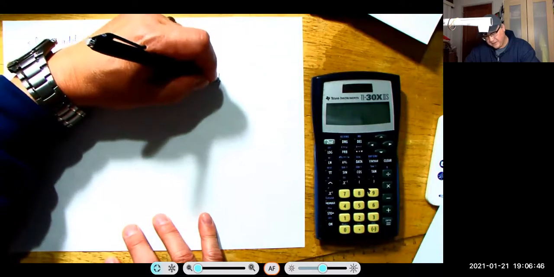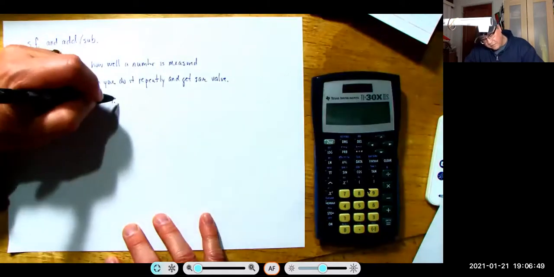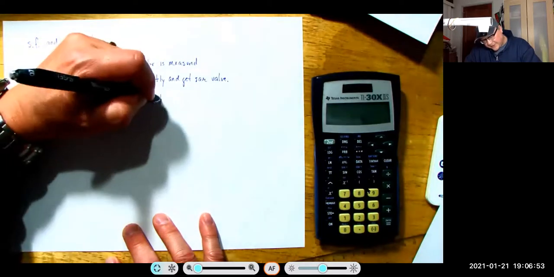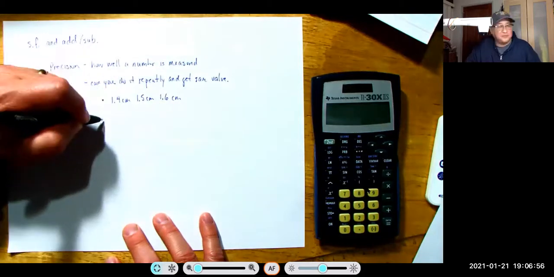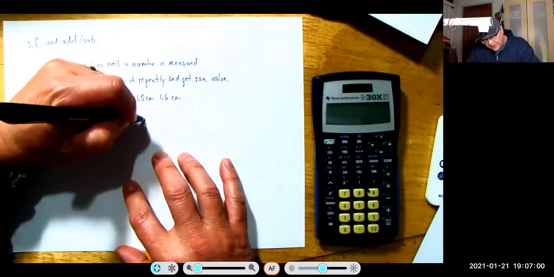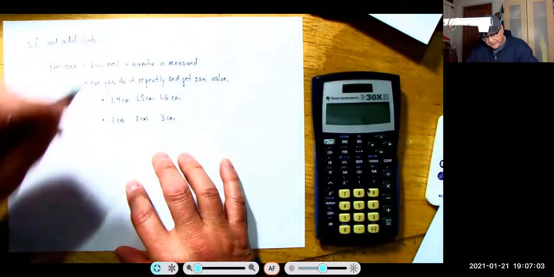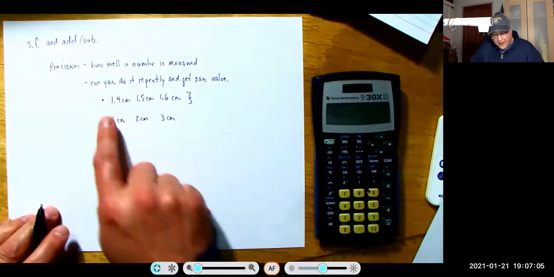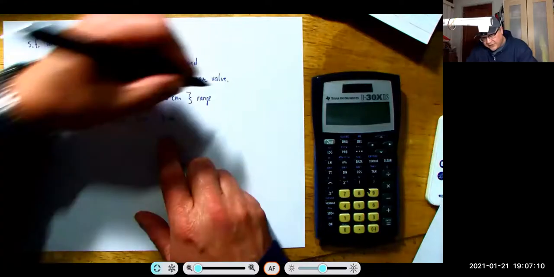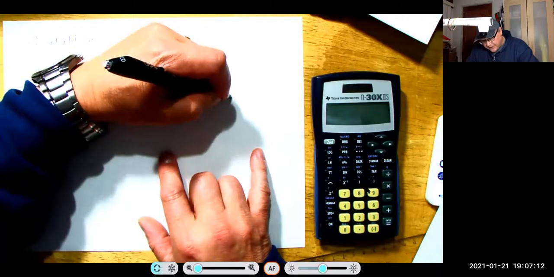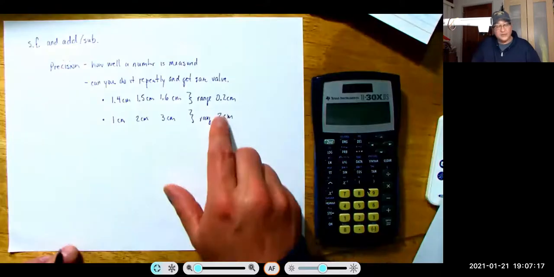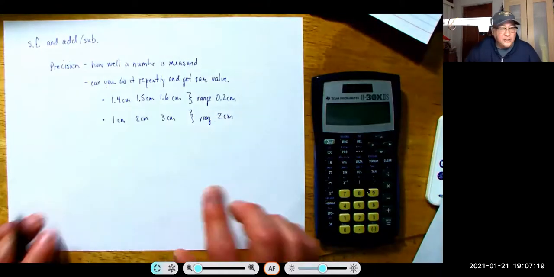So let's say you get 1.4 centimeters, 1.5 centimeters, and 1.6 centimeters. Someone else measures the same thing and they get 1 centimeter, 2 centimeters, and 3 centimeters. If you take a look at the range from high to low, this is a difference of 0.2 centimeters. Here, the range is 2 centimeters, 1 to 3. Smaller range, more precise.